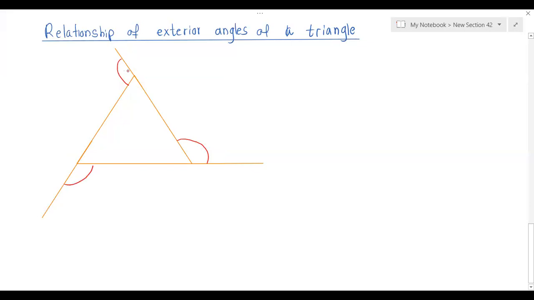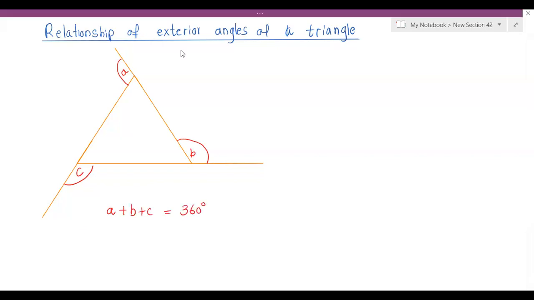If I name these angles A, B, C, we can write the sum of these three angles equals 360.